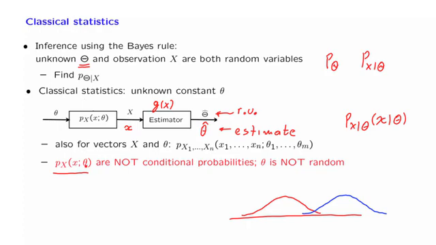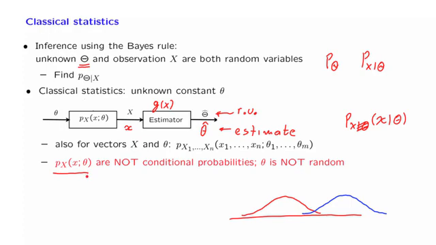Just to emphasize the point that these are not conditional probabilities because theta is not a random variable, we use a semicolon instead of using a bar. And since theta is not a random variable, we do not include it in the subscript down here when we talk about the classical setting.